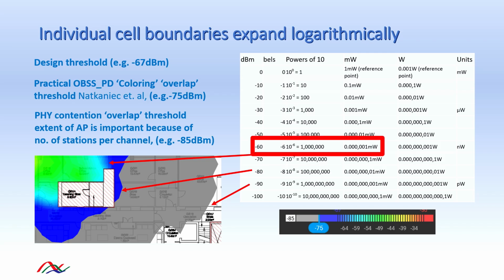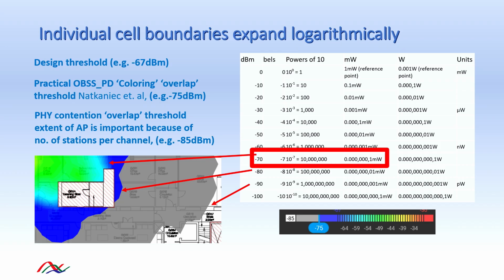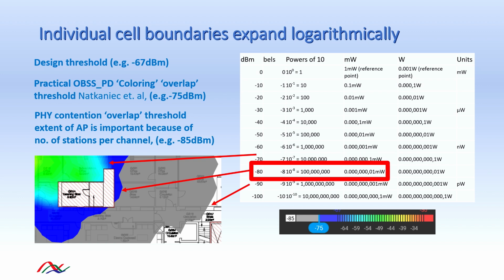But these are of the order of 10 to the -6 milliwatts, which is a small number, and an even smaller number in watts. Some research has shown that a useful BSS colouring cell boundary sits at -75 dBm, which is 10 to the -7 milliwatts, which is an even smaller number. And the physical cell edge, where media contention occurs, is of the order of 10 to the -8 milliwatts, which is an even smaller number. So this gives you an idea of the accuracy required for survey measurements.